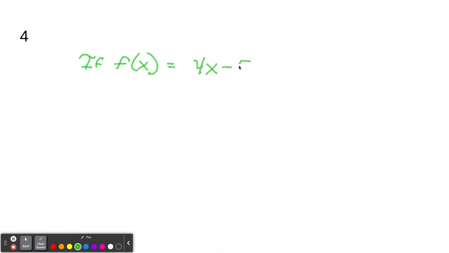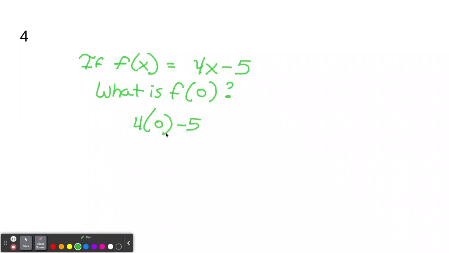All right, so let's say you had a question like this. Get the pen going here. Do green. And let's say it says if f of x equals 4x minus 5, what is f of, let's say, 0? What is f of 0? So all you have to do is plug in 0 for x, right? So it's 4 times 0 minus 5, and we know that's just going to be minus 5. So f of 0 equals negative 5.